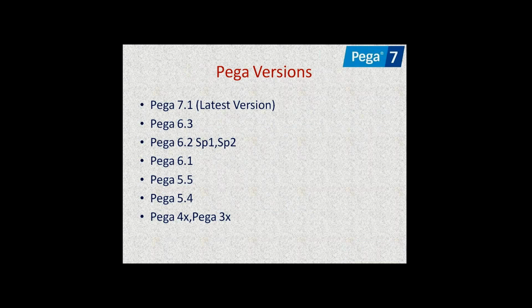Coming to the major changes, from 6.1 to 6.2, major changes occurred. From 6.2 to 6.3, some 20% changes happened. And from 6.3 to 7.1, around 60 to 70% of the changes occurred. Right now 7.1 is the latest. The code will be 7.1.6 or 7.1.7 or 8. Don't worry, those are just patches. 7.1.6 and 7.1.7 are the same only.